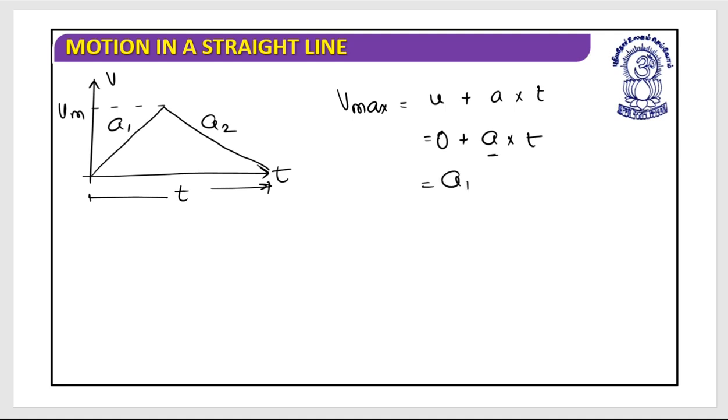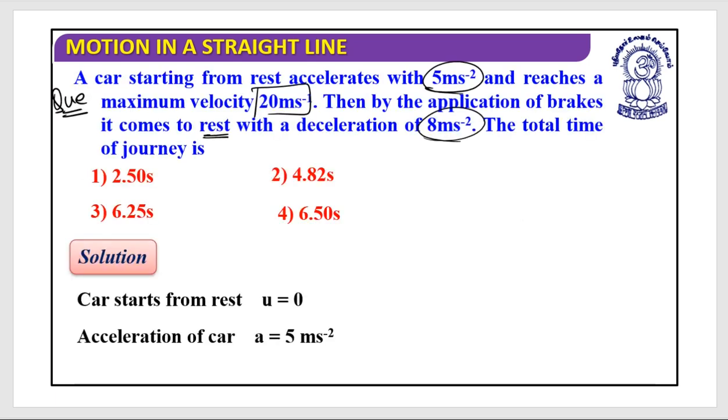It is A1 into A2 divided by A1 plus A2, multiplied by the total time T. This is Vmax. We have already derived this. If you don't know this, please go through that class and see it, but this must be remembered. So Vmax is equal to A1 A2 upon A1 plus A2, into T. Now let's look at the data.